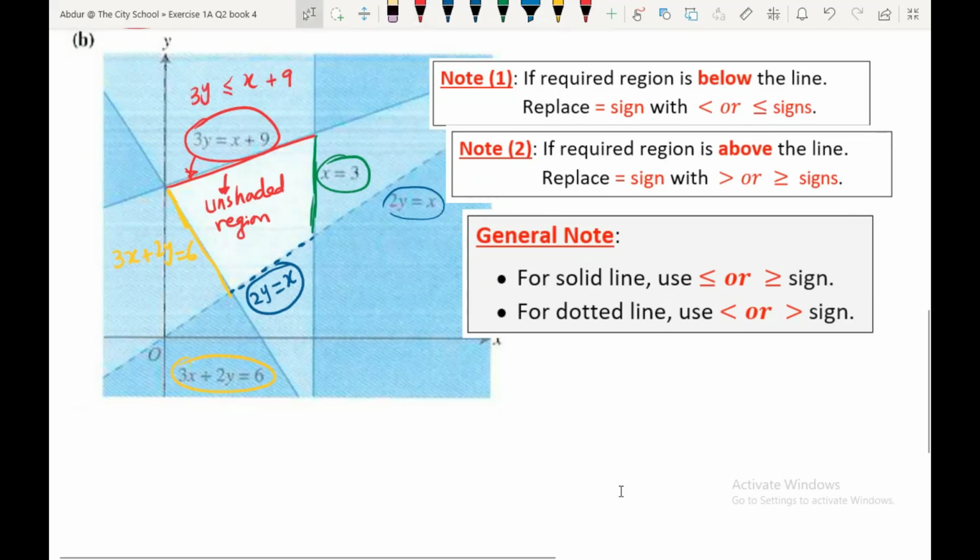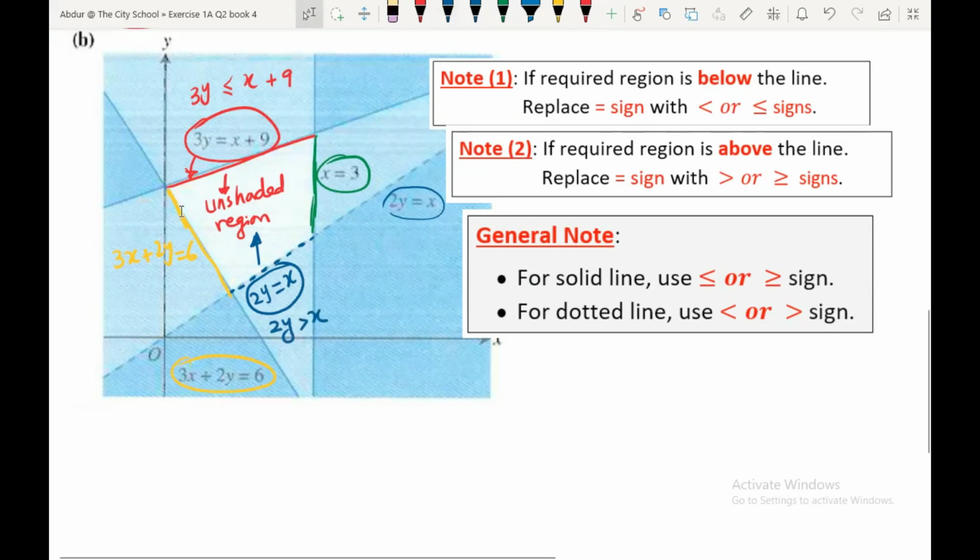And for the blue dotted line, 2y equal to x here, the unshaded region is above the line. Above the dotted line here. The unshaded region is above 2y equal to x. So replace the equal to sign with greater than sign. So the inequality will be 2y greater than x.